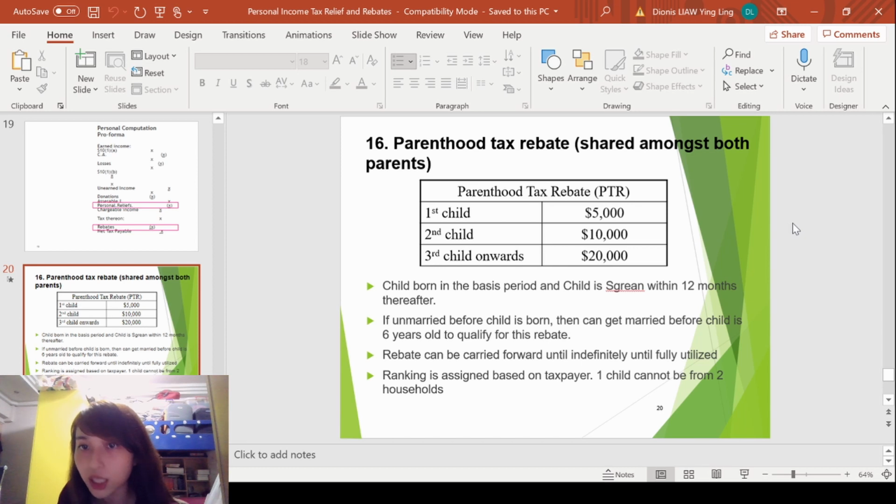qualify for this rebate. If, for example, you are already married but cannot have any kids and you want to adopt a kid, and the child is below 6 years old, you can also qualify for this parenthood tax rebate. This rebate can be carried forward indefinitely until it's utilized. And the ranking is based on the taxpayer, so a child cannot be from 2 households.